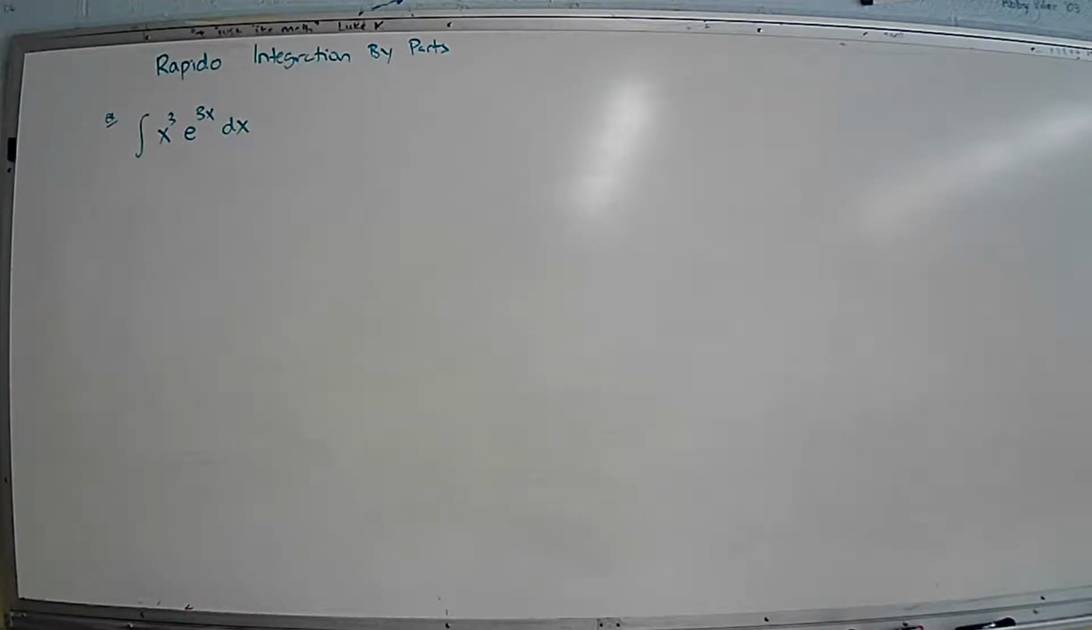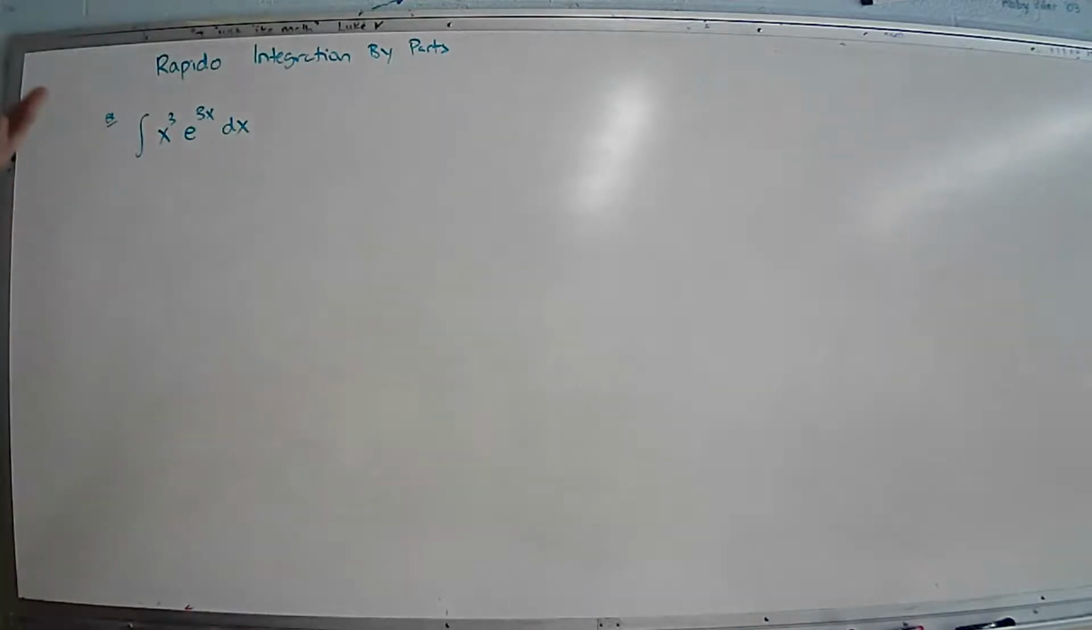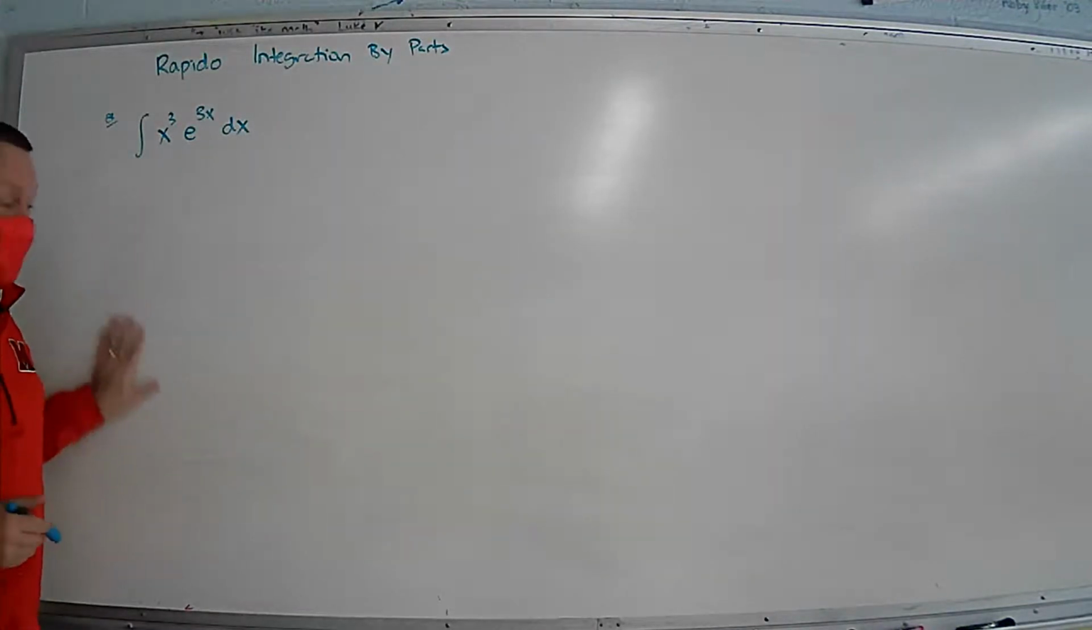All right, so if you know what you're doing and you're on top of things, you're looking at this problem and you're thinking, oh, I don't want to do this. Because in order to do this, you have to do integration by parts 3 times. No one wants to do that, right? So this isn't a good place where we would use this shortcut technique that I call rapido. Okay? Also known as the tic-tac-toe method.